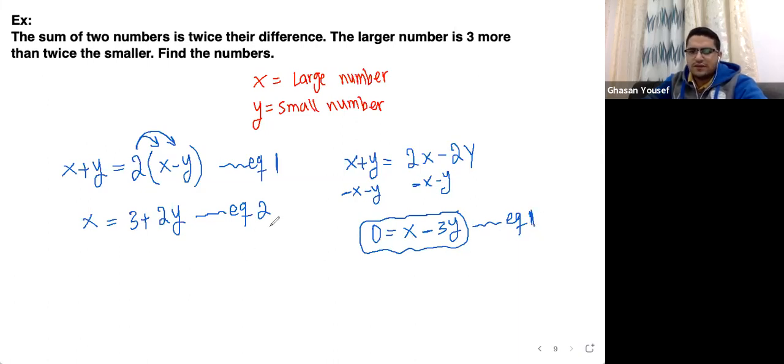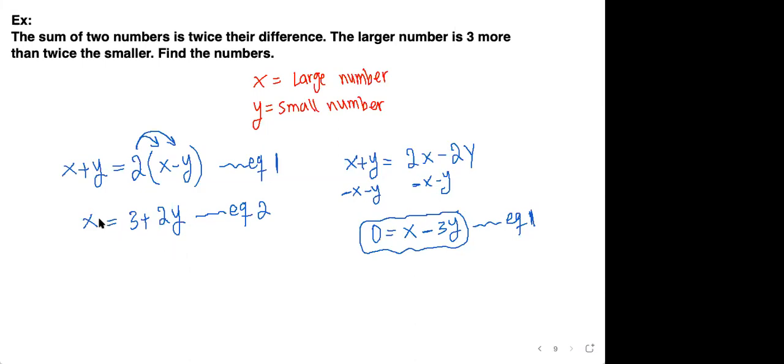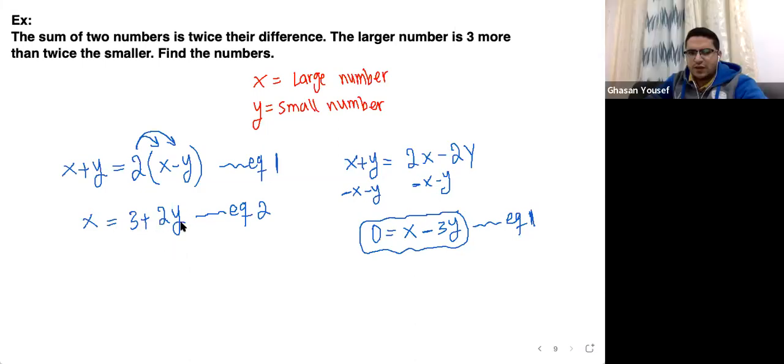Now I'm going to solve the system. I have equation number 1 and equation number 2. Which method would you like to use? I prefer to use the substitution method because I think it is easier here. So x equal 3 plus 2y, and here 0 equal x minus 3y. The substitution method says I can substitute equation number 2 inside equation number 1.